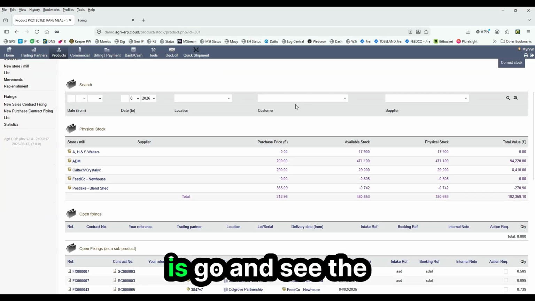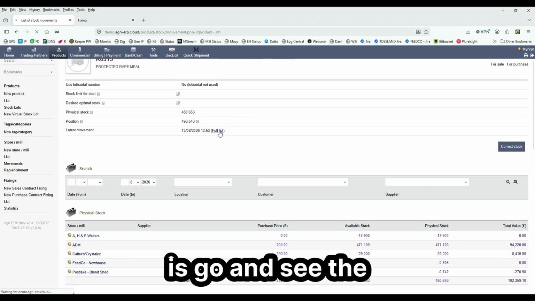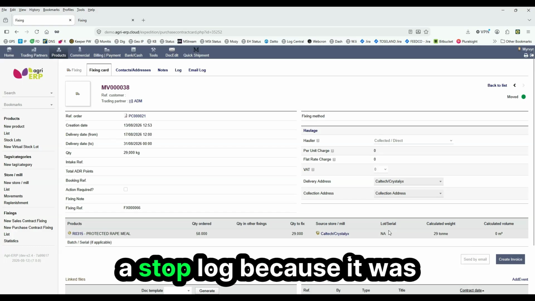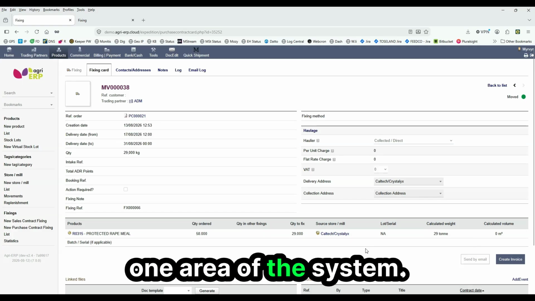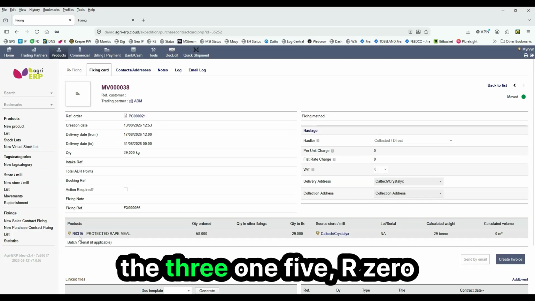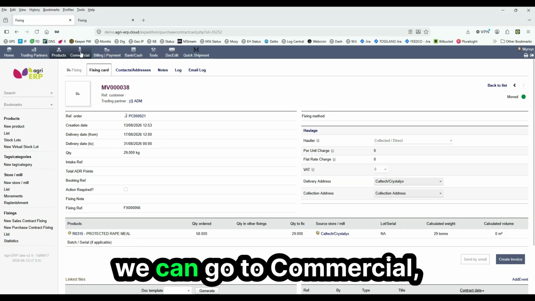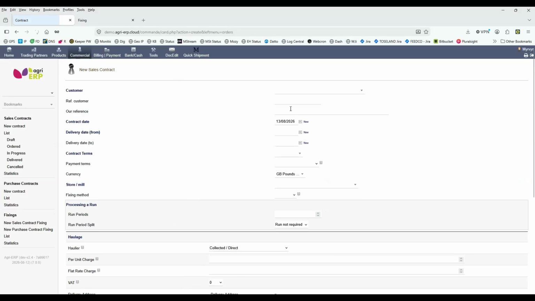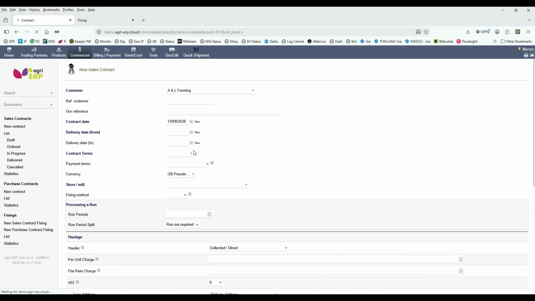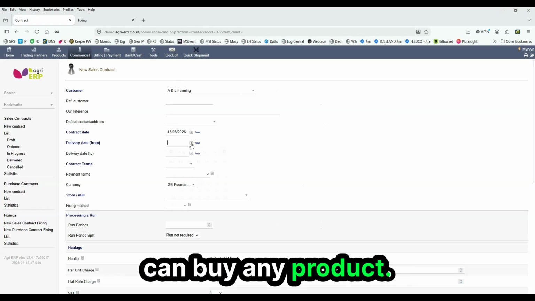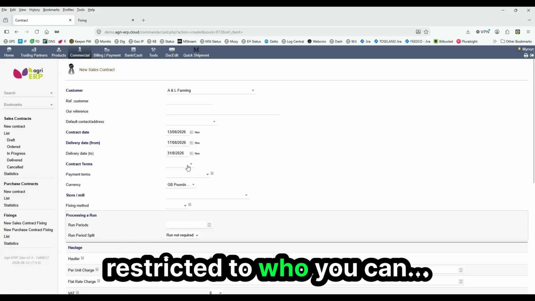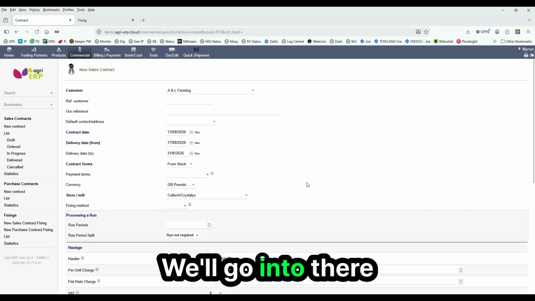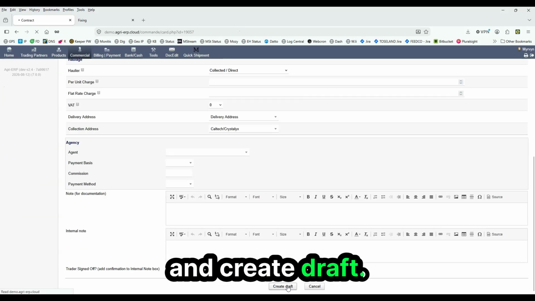What we can do is go and see the transactions on here. So there's 29 tons. There's no details about a stock lot because it was all just dumped into the one area of the system. And if we're going to sell the 315 R0315 product, we can go to commercial, new sales contract, pick who's going to buy it. And obviously anybody can buy any product. It's only that the purchases are restricted as to who you can actually purchase them from. We'll go into that and create draft.